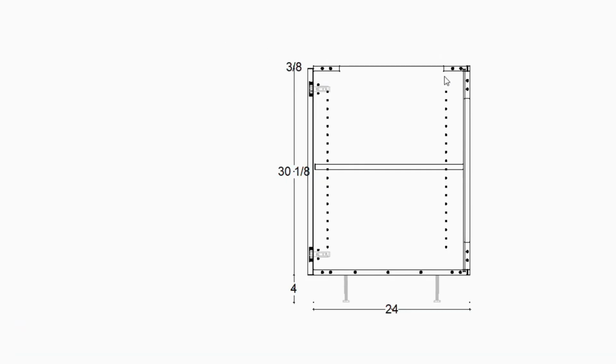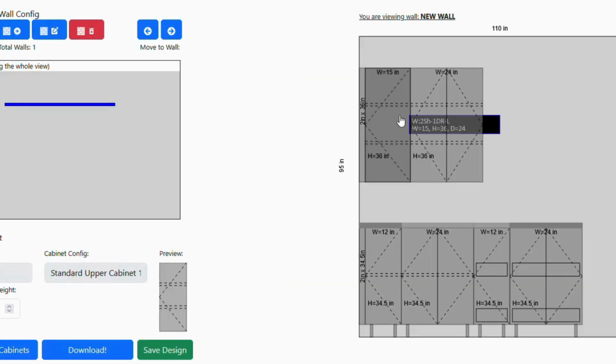You're also noticing these holes. These are the Confirmat drilling holes, and these are set out specifically for industry standard Confirmat construction. They're spaced very specifically with some magic numbers there. So when you are getting your cabinet, it's coming with proper Confirmat construction. But we're going to talk about upper cabinets in this video.